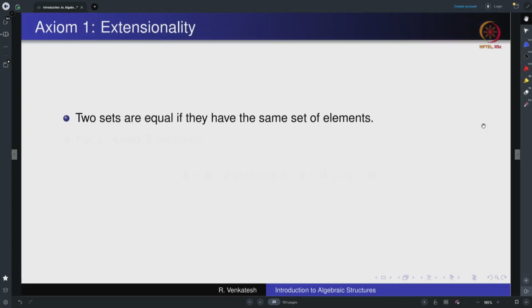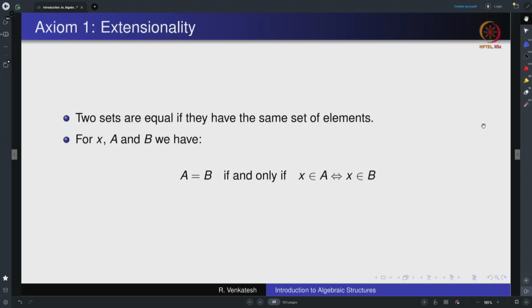Okay. So, one begins with the very first axiom called extensionality. That talks about when two sets are equal. You call two sets equal if they have the same set of elements.